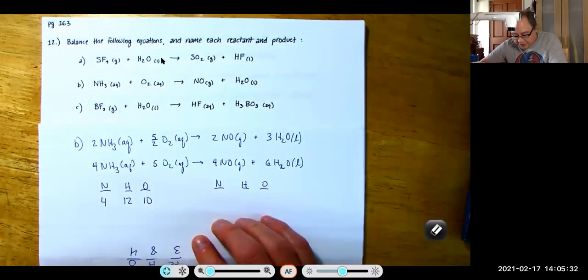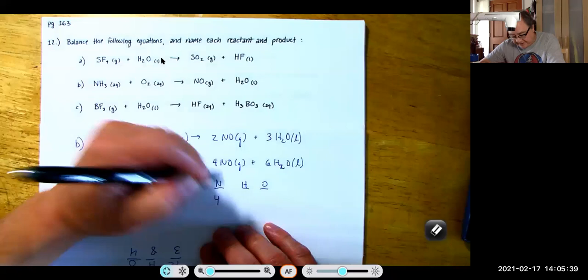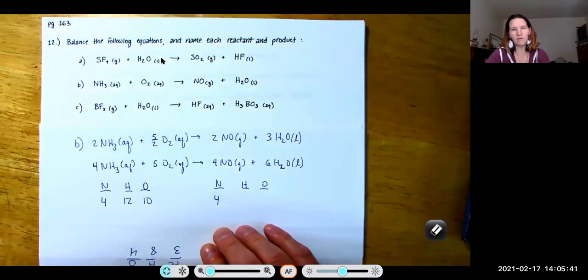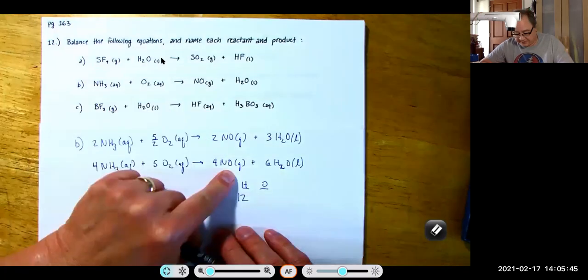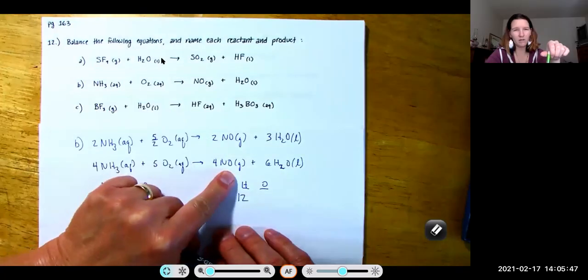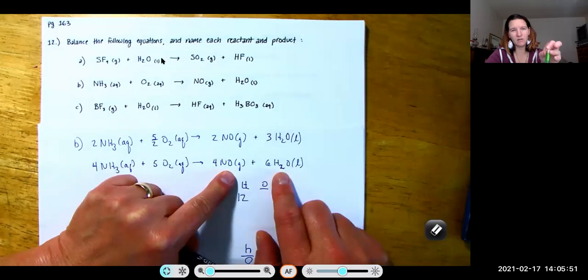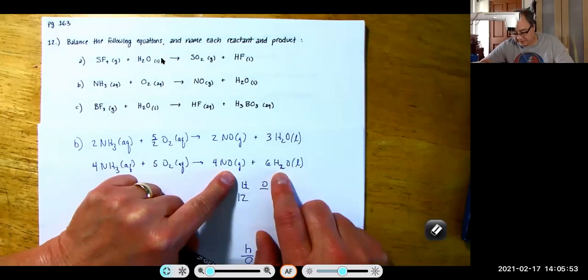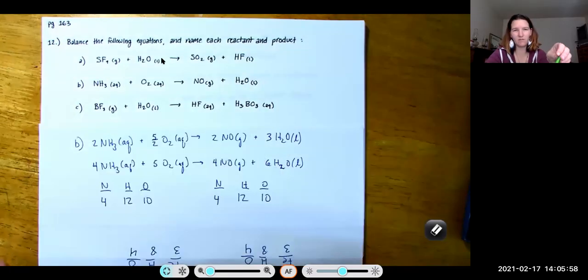How many nitrogens in the product side? 4. How many hydrogens in the product side? 12. How many oxygens in the first product? 4. How many oxygens in the second product? 6. And 4 and 6 are? 10. Do we have a match? Yes. We're good. Let's name these.